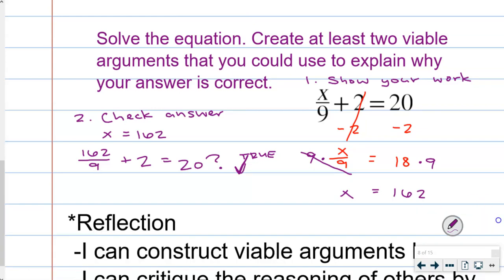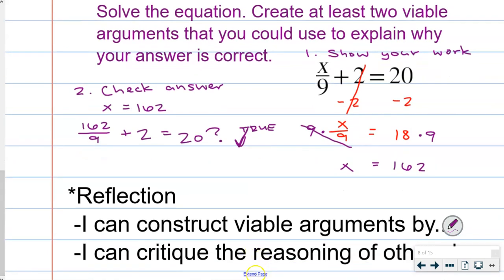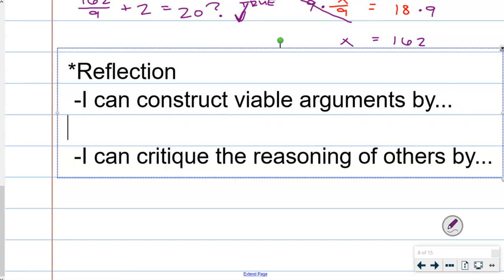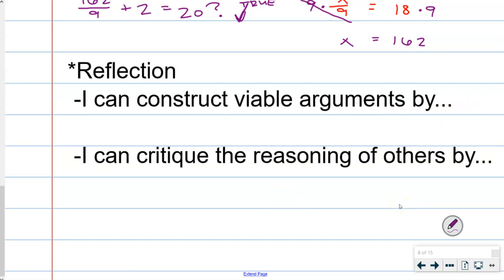It is now time for you to reflect. What is it that you are going to do to create viable arguments? What is it that you are going to do to critique the reasoning of others? I strongly advise that the goal that you set for constructing viable arguments is showing your work. And the reason I advise this is if you don't do it, I'm going to make you do it anyway. So you may as well just make it a goal and just get it done the first time. I can construct viable arguments by showing my work.